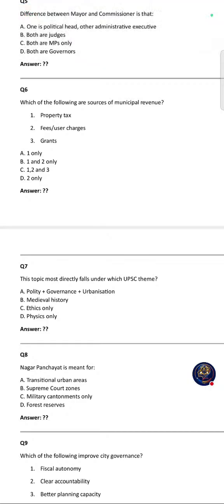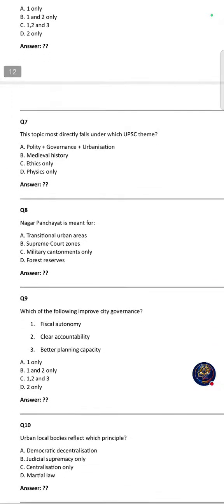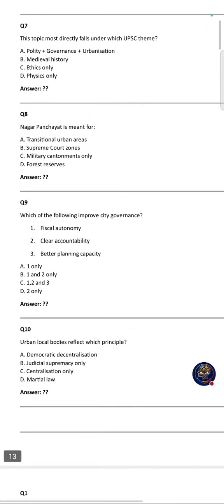Next, Nagar Panchayats are meant for A. Transition urban areas, B. Supreme Court zones, C. Military cantonment only, D. Forest reserves. Nagar Panchayat is meant for transition urban areas. A option.